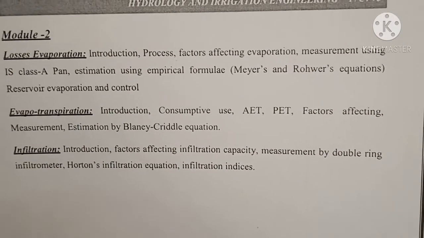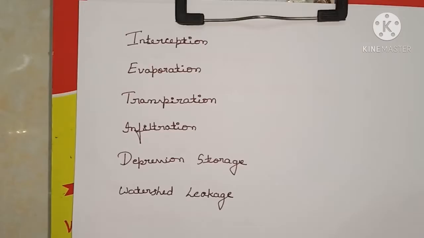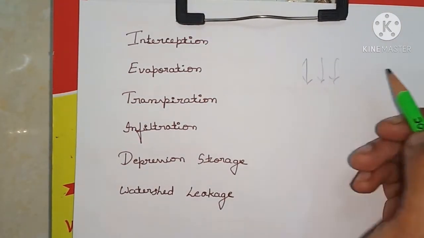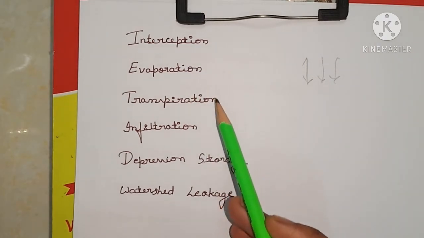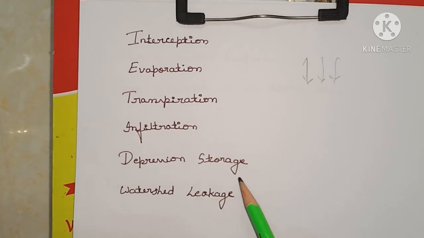Now first we will see evaporation. We already saw about precipitation. When the precipitation occurs on the ground, each and every amount of water will not be available as runoff. There will be some amount of losses. Those important losses are interception, evaporation, transpiration, infiltration, depression storage, and watershed leakage. These are some of the important losses that will occur in precipitation.